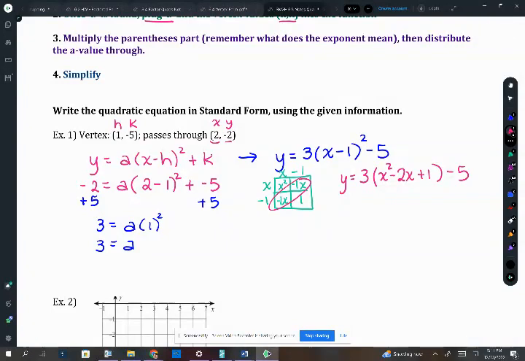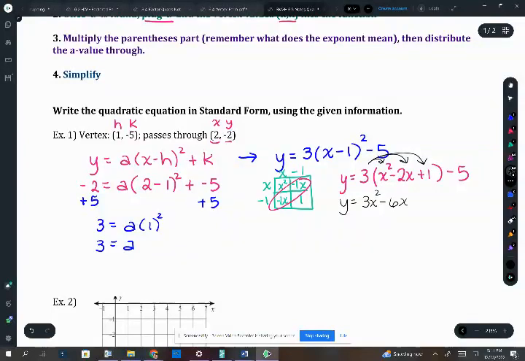And again, we are just doing distributive property with our 3. So we get y is equal to 3x squared minus 6x plus 3. And then we're going to tag our -5 on at the end, and then we need to simplify. So these two are like terms. And so our final answer is y is equal to 3x squared minus 6x minus 2.